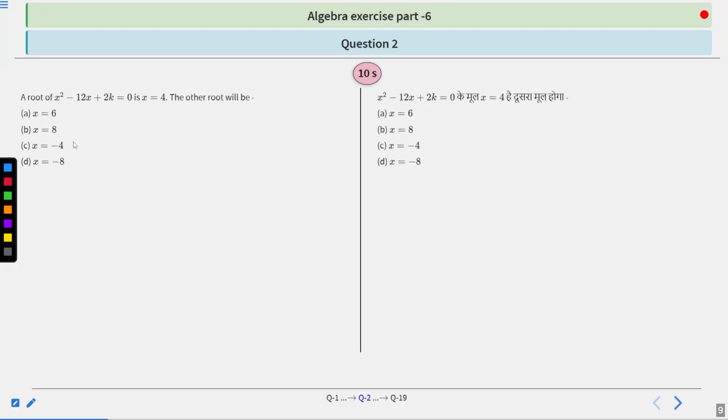Next, a root of x square minus 12x plus 2k equal to 0 is x equal to 4. The other root will be, and options are option A x is equal to 6, option B x is equal to 8, option C x is equal to minus 4, and option D x equal to minus 8. These are the options, and you have 10 seconds to find which one of them is correct. After that, I will do the solution for you.